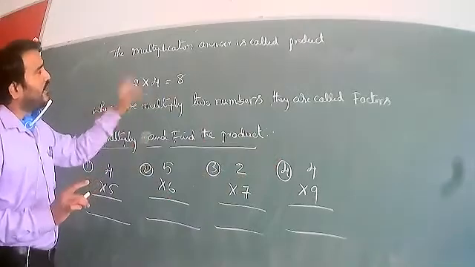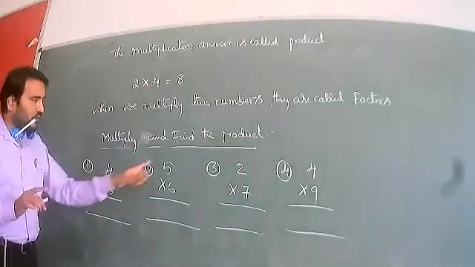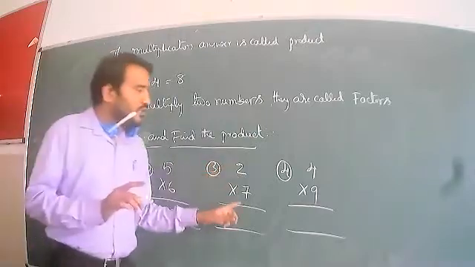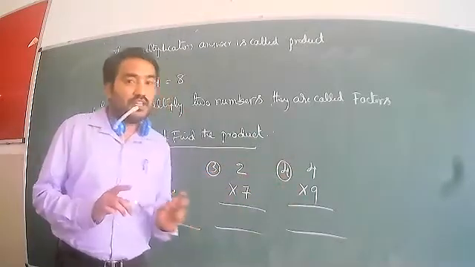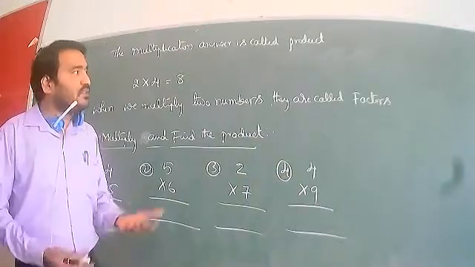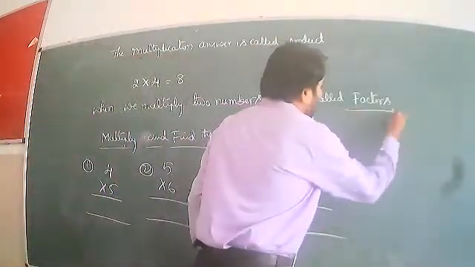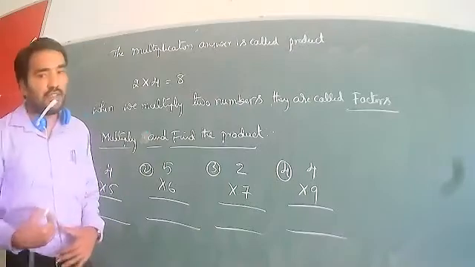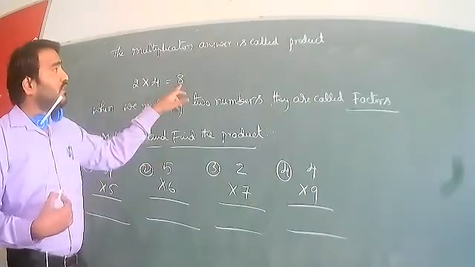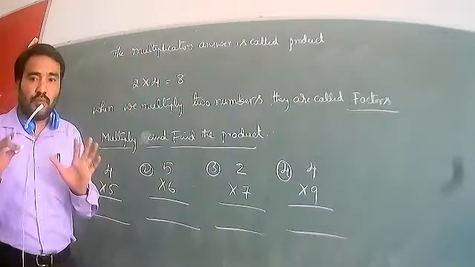The product of two numbers: 2 into 4, 4 into 5, 5 into 6, 2 into 7, 4 into 9. So these are the numbers. When we multiply two or more numbers, they are called factors. We multiply the factors and get one answer. That answer is called the product. The answer of multiplication is the product.